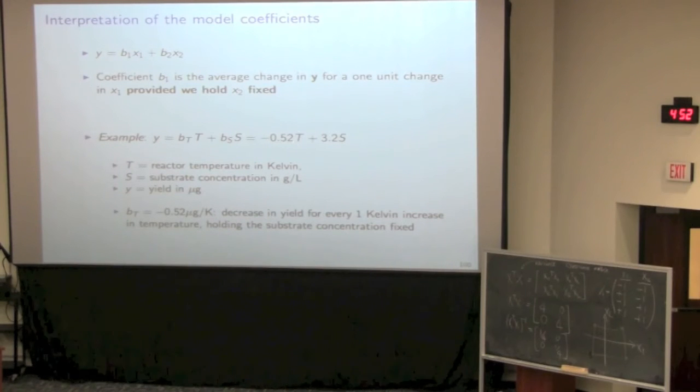So the minus 0.52 is going to have units: micrograms, the units of the y variable, divided by kelvin, the units of temperature. So our slopes always have units. The slope of S is going to have units of y divided by the units of S, so 3.2 is going to have units of micrograms per gram per meter. Minus 0.52 is in micrograms per kelvin. It says your yield will change on average by minus 0.52 units for every 1 kelvin increase in temperature, holding substrate fixed. So that's a straightforward interpretation.